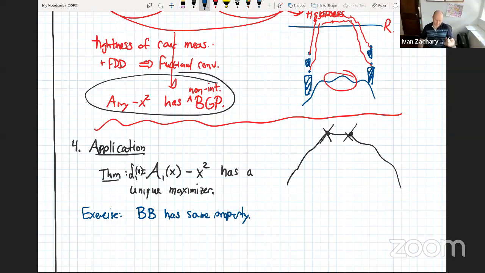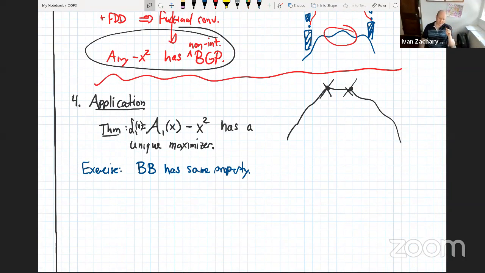Okay, and if you want, there's an argument that's sketched. You need to fill in details in the problem set. Now, once we know that Brownian bridge has a unique maximizer, all you need to do is the following.